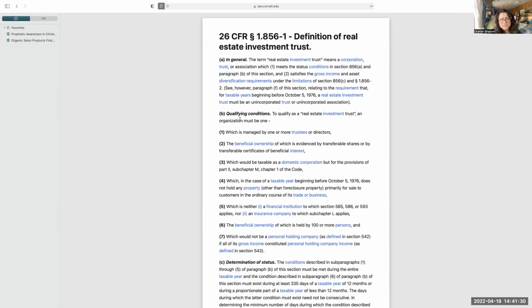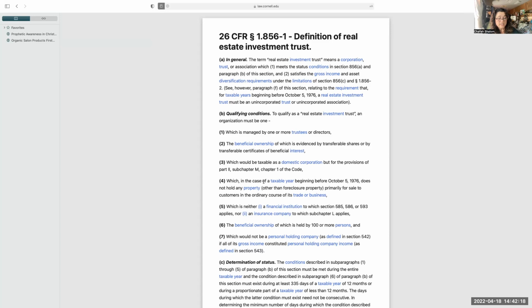B, qualifying conditions. To qualify as a real estate investment trust, an organization must be 1, which is managed by one or more trustees or directors. What? This is a definition of real estate investment trust. Whoa. 2, the beneficial ownership of which is evidenced by transferable shares or by transferable certificates of beneficial interest. 3, which would be taxable as a domestic corporation but for the provisions of Part 2, subchapter M, Chapter 1 of the Code.